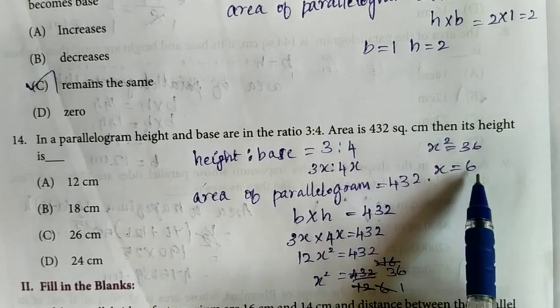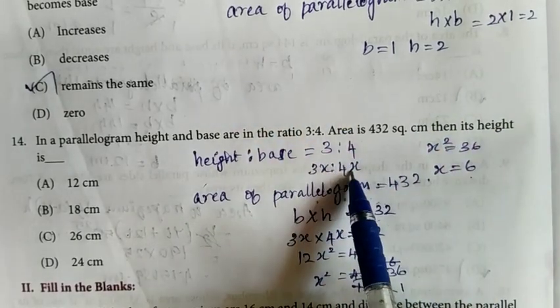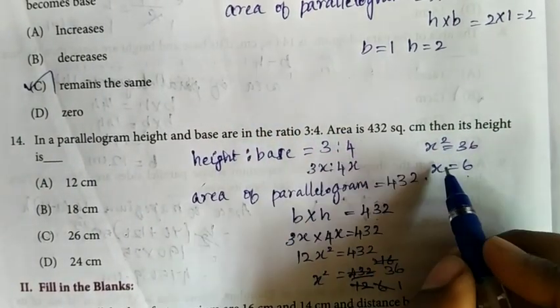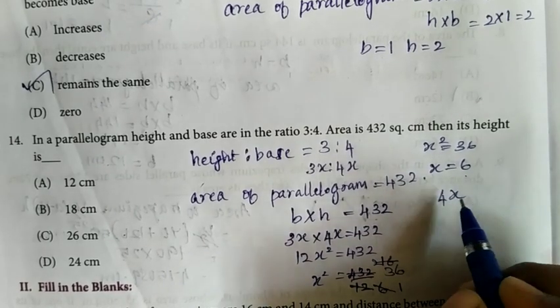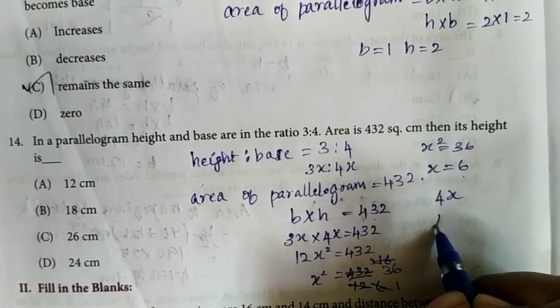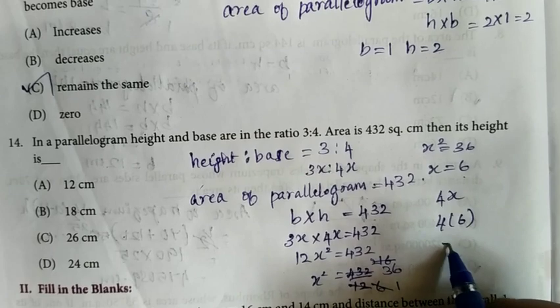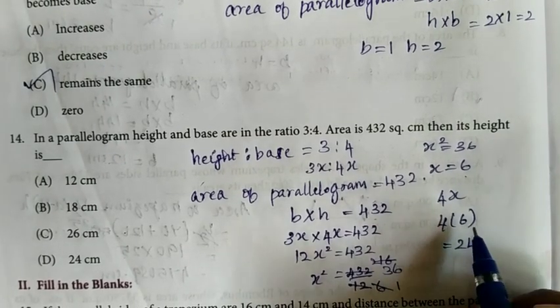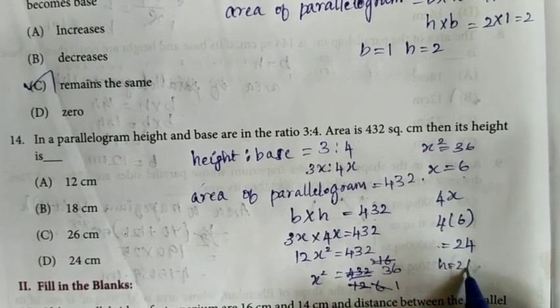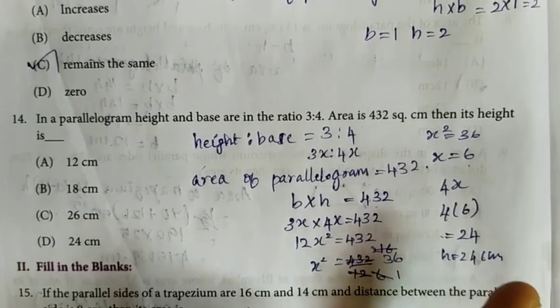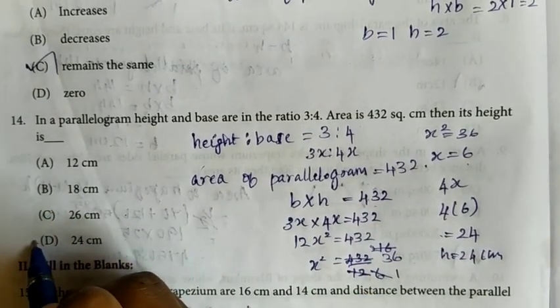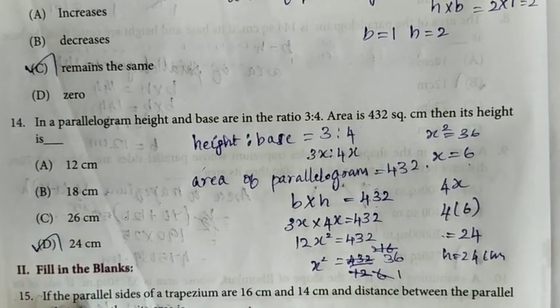Then substitute the value of x to find the value of height. They gave the height ratio as 4 into x. So substitute the value of x here. 4 into 6, we get 24. H is equal to 24 centimeter. Answer is option D, 24 centimeter.